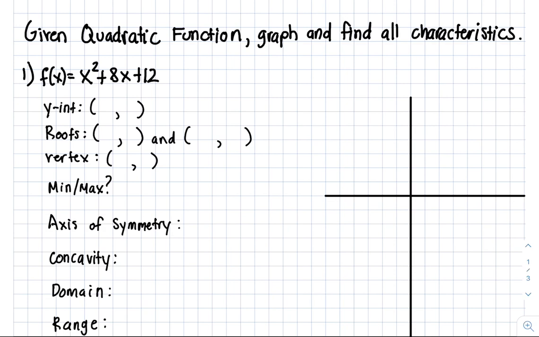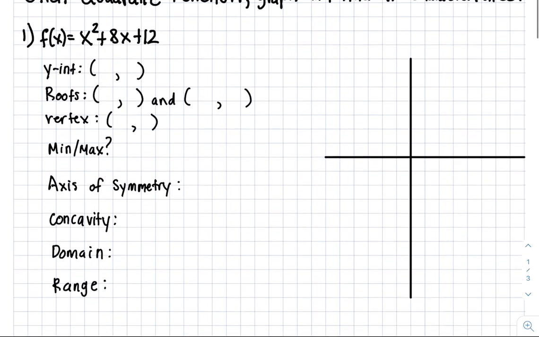Now for number one, we have that function. So now let's find the y-intercept. Recall, y-intercept is when x is equal to 0. So let's substitute 0 in for x. So f of 0 is equal to 0 squared plus 8 times 0 plus 12, which is simply 12. So remember your x value is 0, because we just wrote that, and we have 12. Great.